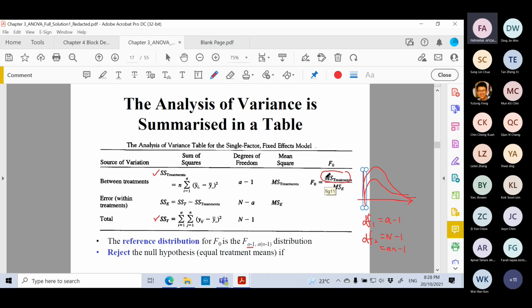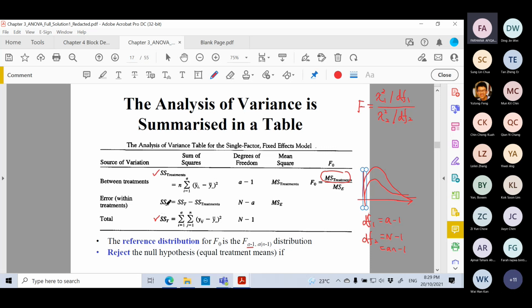The F distribution comes from two chi-square distributions. I put chi-square distribution 1 divided by degree of freedom 1, over chi-square distribution 2 divided by degree of freedom 2. If you want to get the F distribution, you need to get it from the chi-square distributions. So if you take the first chi-square over its degree of freedom, divided by the second chi-square over its degree of freedom, then you get the F distribution. So where is the chi-square? Actually, this thing will follow the chi-square distribution with degree of freedom A minus 1.